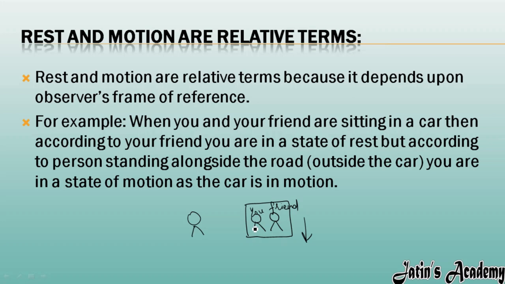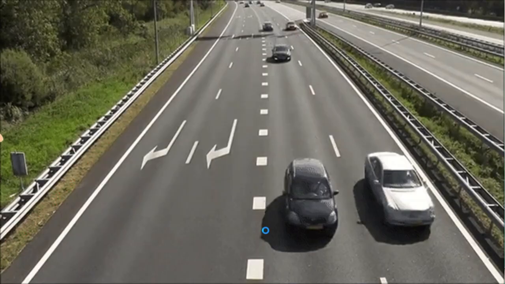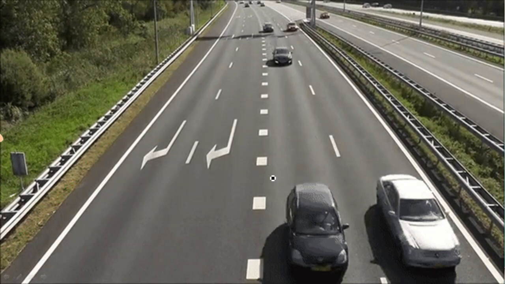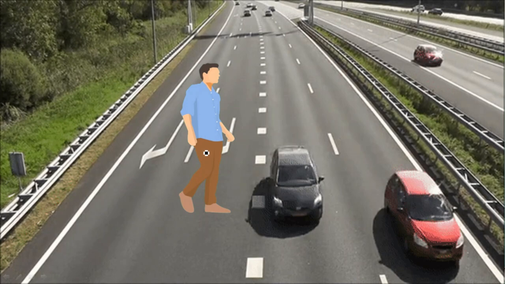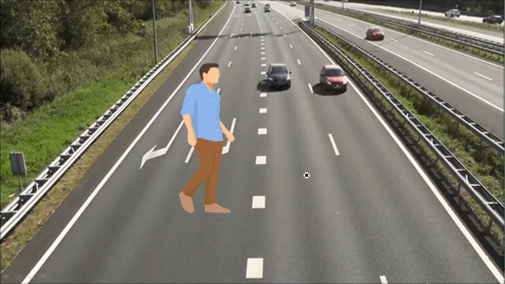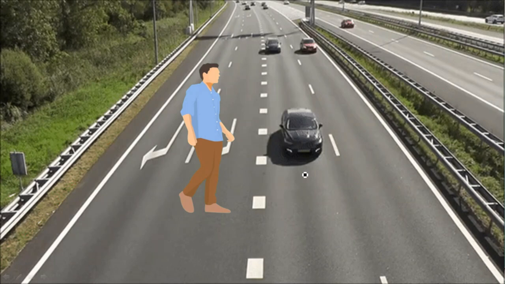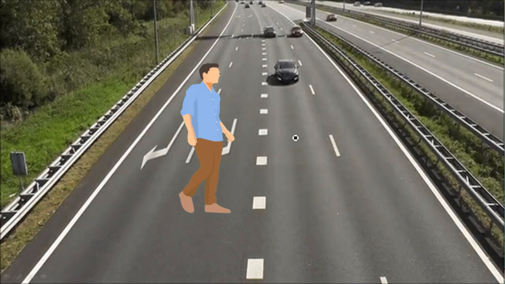But according to your friend, who is sitting near you, you are in a state of rest. So it all depends upon the observer's frame of reference, what the observer is watching, what the observer is thinking. So according to this observer, you are in motion, but according to this observer, you are in a state of rest. So state of rest and motion, they both are relative terms. See, for example, this is a car in which you are sitting. Then afterwards, one boy is standing near your car. So according to this boy, you are in a state of motion, but your friend who is sitting inside the car, according to that friend, you are in a state of rest. So rest and motion, they both are relative terms. Relative term means they both depend upon the observer's frame of reference. So here two observers are there.